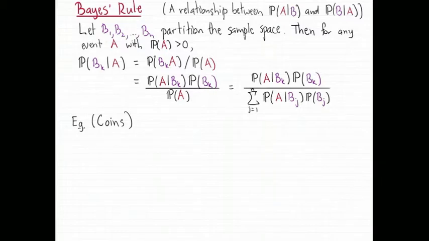Okay, so let's look back at the coins example. What we wanted to calculate there was the probability that it was the heavily biased coin. I'll call that C80, the coin with probability 80% of coming up heads, given that heads came up. And Bayes' rule tells us the way we should calculate this is to say, okay, first, from definition, that's the probability of the intersection of those two events divided by the probability of heads.